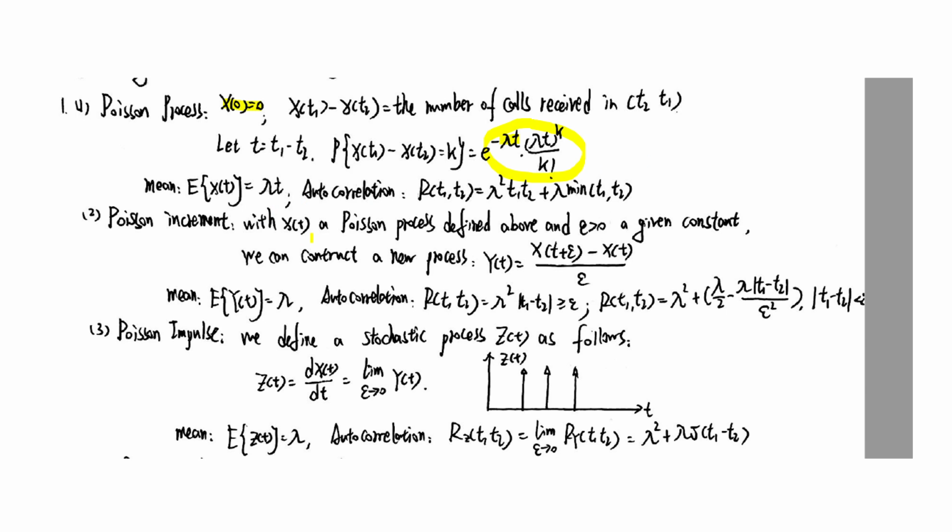Based on what we have calculated in the previous homework, the mean of the Poisson process is equal to lambda t, and the autocorrelation of the Poisson process looks like this.